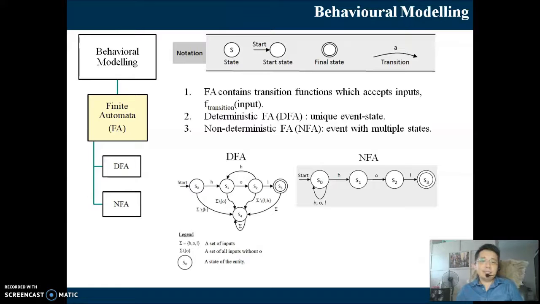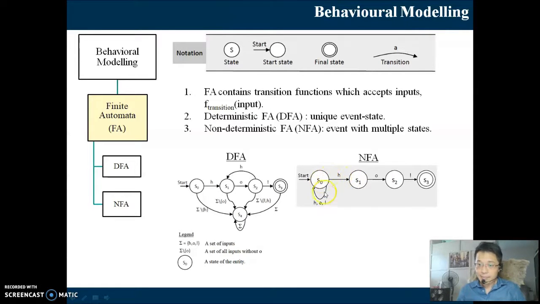Now, how about non-deterministic? Non-deterministic finite automata is a finite automata that allows multiple states for a system to be in. Now let's look at the diagrams below, DFA and NFA. Now take note that in the NFA, for state 0, it can move back to itself, or it can move to state 1. And what will be the trigger? The trigger for state transition will be H. So the input H will trigger the transition function to shift it from S0 to S1.